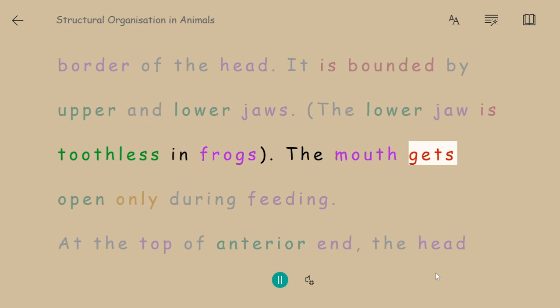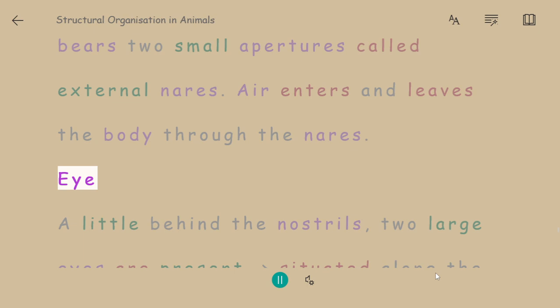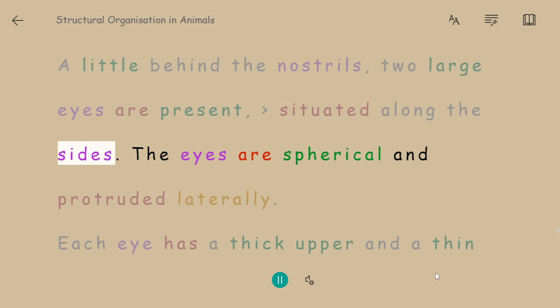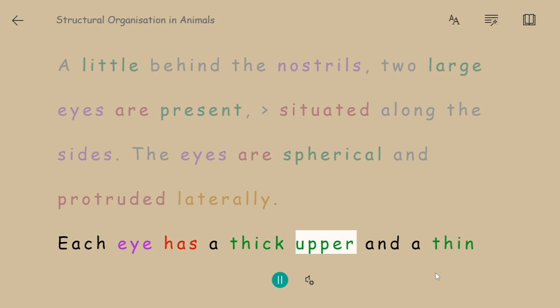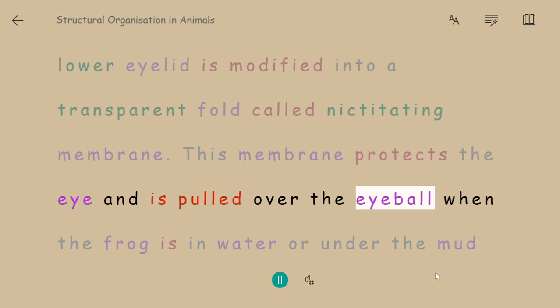At the top of anterior end, the head bears two small apertures called external nares. Air enters and leaves the body through the nares. A little behind the nostrils, two large eyes are present, situated along the sides. The eyes are spherical and protruded laterally. Each eye has a thick upper and a thin lower eyelid. The upper part of the lower eyelid is modified into a transparent fold called nictitating membrane. This membrane protects the eye and is pulled over the eyeball when the frog is in water or under the mud, and the frog can see through it.